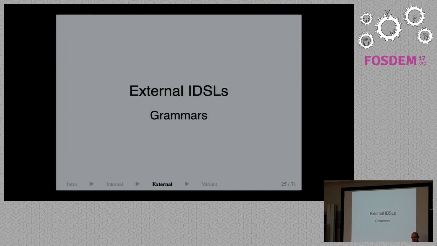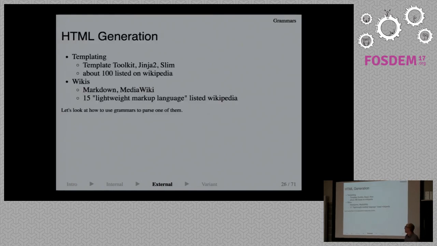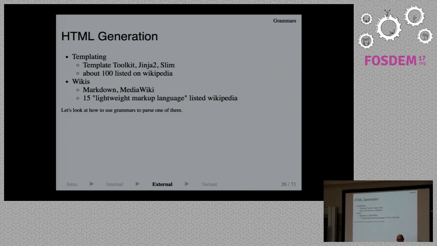Okay, so part two is external informal domain-specific languages. And for this, Perl 6 has a feature a lot of you have probably heard about already called grammars. Some typical examples of external DSLs include templating languages and wikis. So for the next section, I'm going to take an example of one of these languages, and we're going to go through it, and I'll show you what it's like to write a grammar to parse a language like that.